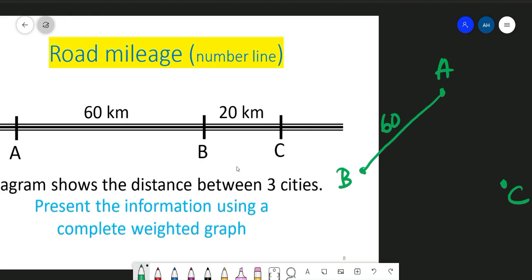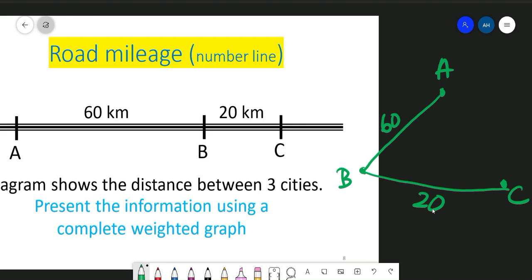From B to C, the distance is 20 kilometers. You see, from A to B is 60, this number here, and from B to C is 20. You see, when we draw a graph, our drawing is not following any scale. You see here the distance from this is 60, this is 20. It's supposed to be that the line from B to C is shorter because the value is smaller, right? But when we draw a graph, we are not considering drawing a line according to scale.